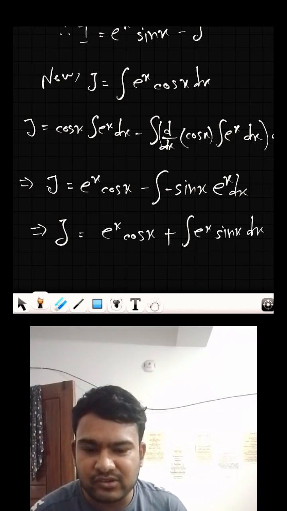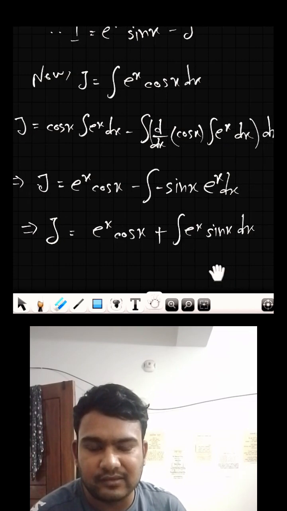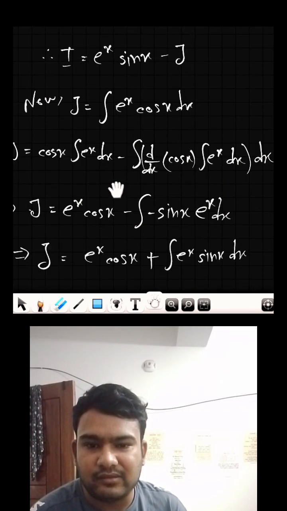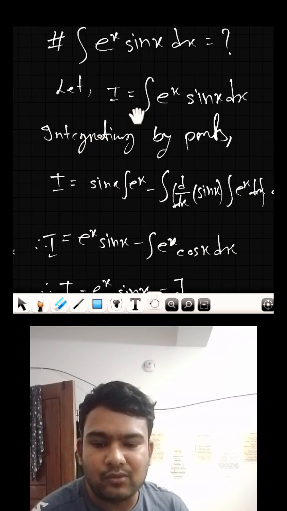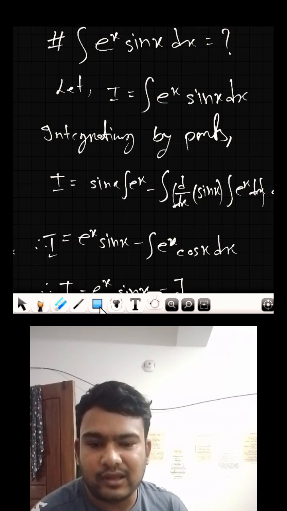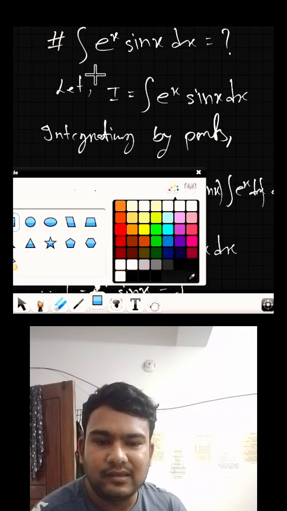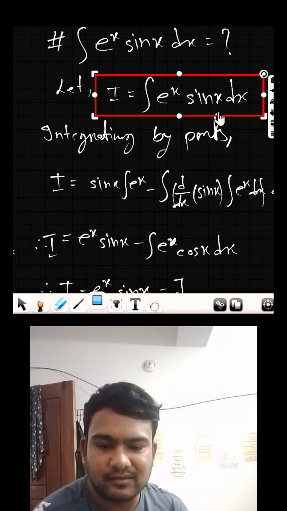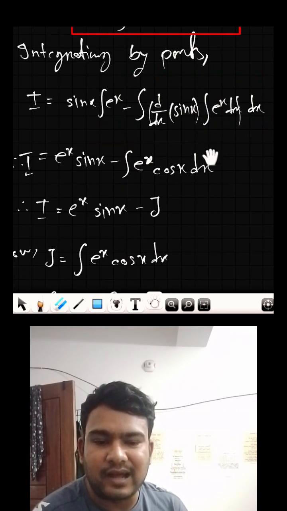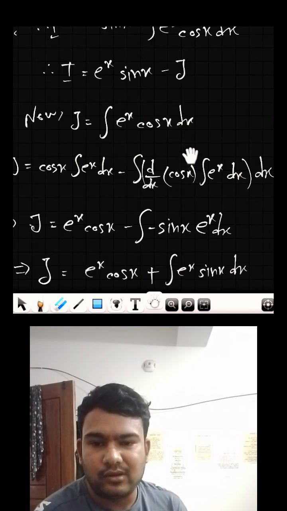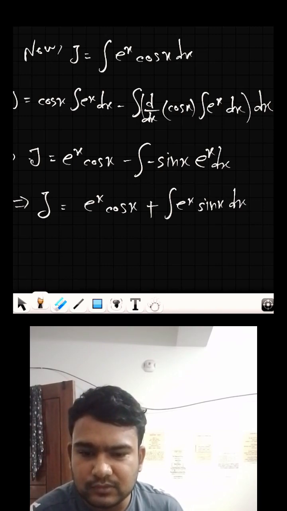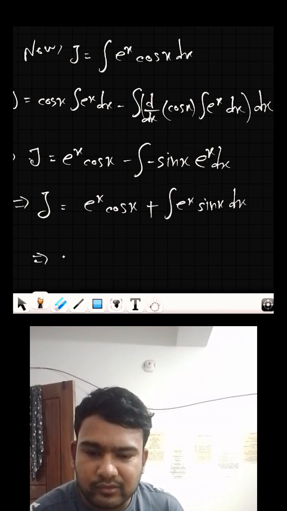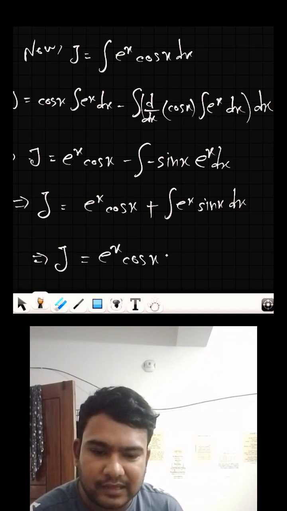And here we substitute I equals e to the x sin x. Here you can see this is our integral e to the x sin x, and we put this as I. Okay, and our target is to find the value of I. This is I, e to the x sin x dx. That means we get the I again in a repeated way. So we can write J equals e to the x cos x plus I.